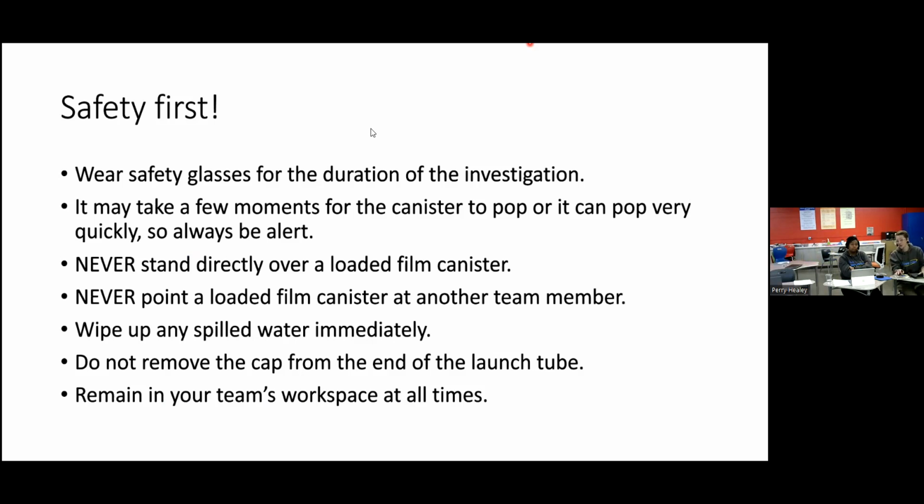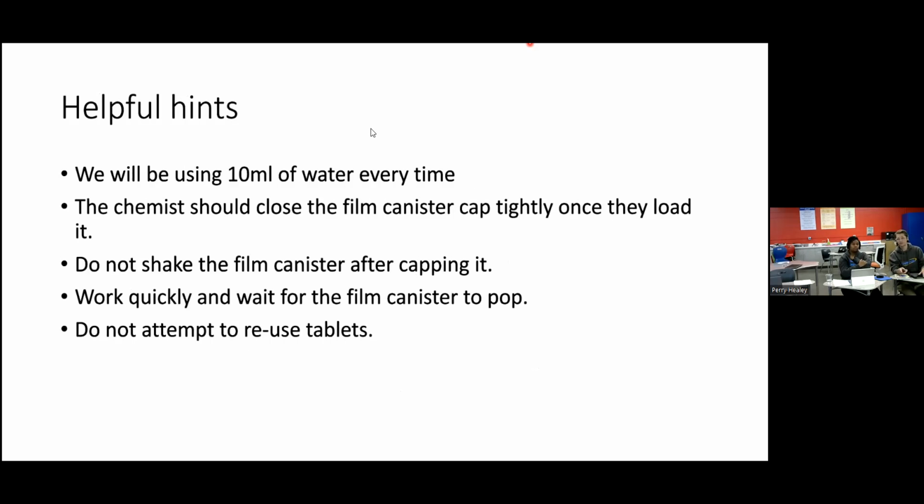Never look at the loaded film canister. Never point it at someone else. If there's any spills, clean them up. Don't remove the cap from our tube, the tube that Ms. Bunting showed you. And you need to remain in your space the entire time. This slide sets the expectation of what students need to be doing. And it makes it very clear that we are not playing around, we are only doing our jobs.